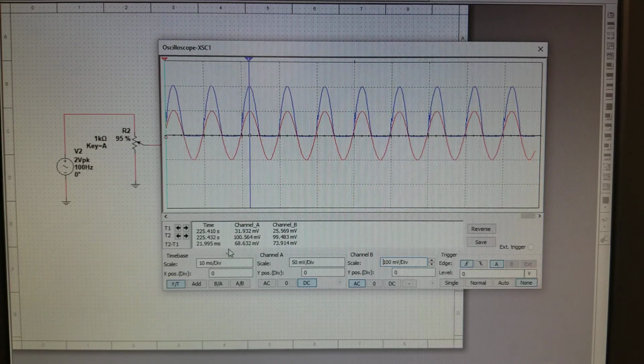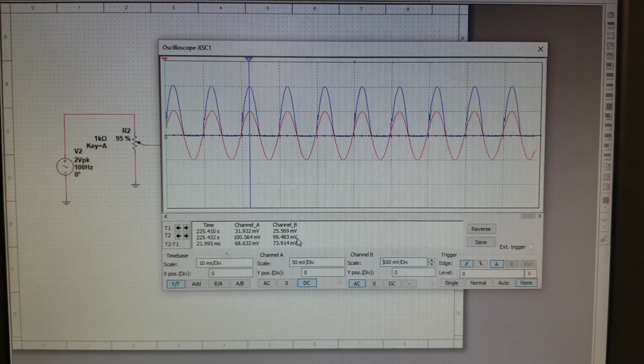Okay, so what it wants is for us to measure and put into table 2 the peak input. That's our sine wave, our red wave, which is our channel B. And you can see in channel B, it's also 100 millivolts.